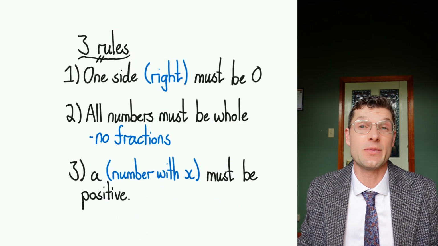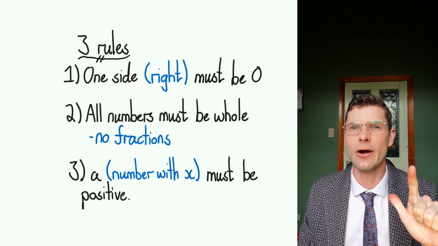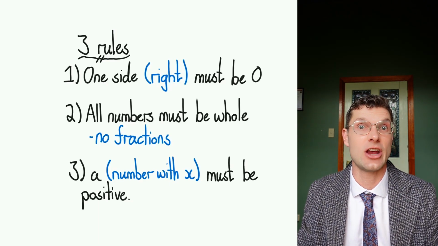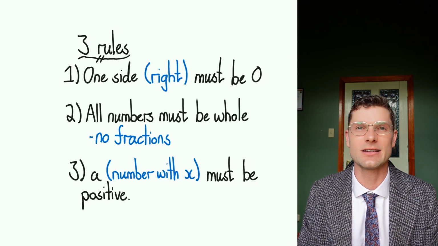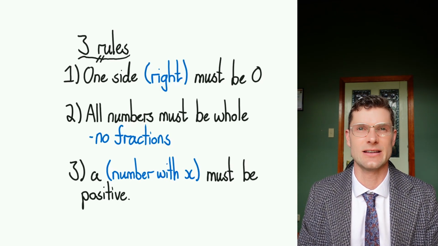The big takeaway from this lesson is these 3 rules. One side has to be 0, no fractions, and x has to be positive at the end. It's actually kind of nice. You have a checklist to see if your answer is going to be correct, and if you just follow these steps, you're going to get these questions right every single time.